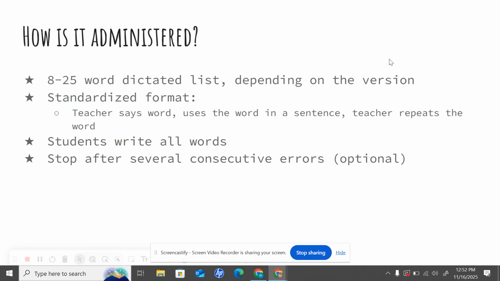And if I was doing this with younger students, maybe in that primary grade or maybe even early elementary, I may stop once they miss several words in a row to avoid frustration. So if I was giving this individually and I noticed a student was really struggling and getting frustrated, I may pause the assessment, not to have them develop anxiety with this type of assessment.